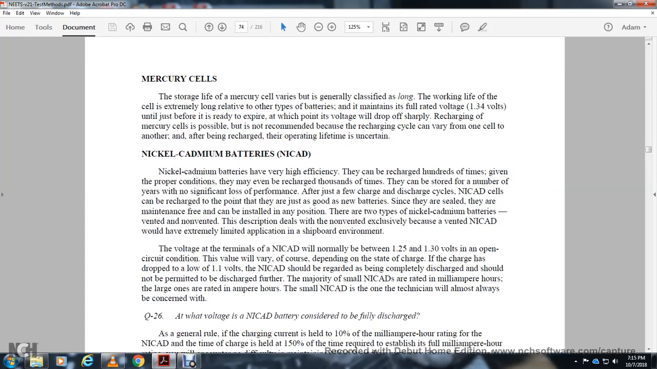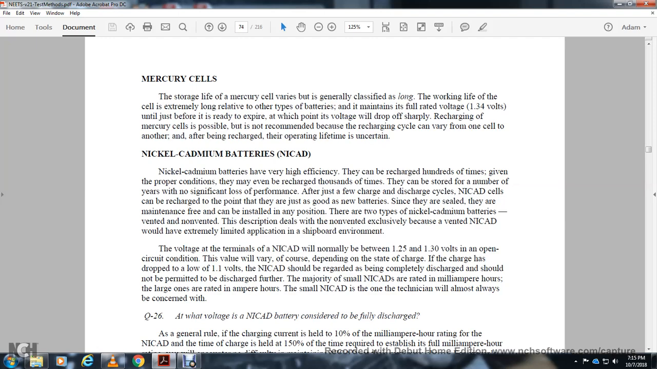Nickel-cadmium batteries. The nickel-cadmium batteries have very high efficiency. They can be recharged many times if given the proper condition. There is no significant loss of performance from a few charge and discharge cycles. Nickel-cadmium battery cells can be recharged, and they become just as good as a new battery. They are sealed, so they are maintenance-free, and they can be installed in any position. This is the type of nickel-cadmium battery.